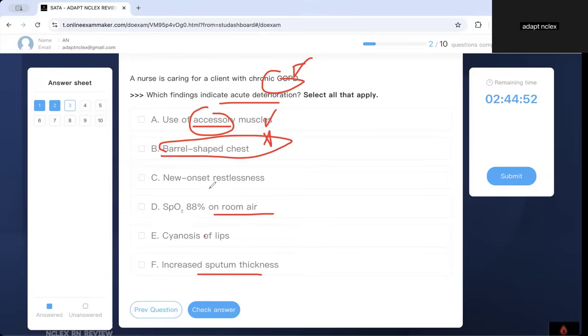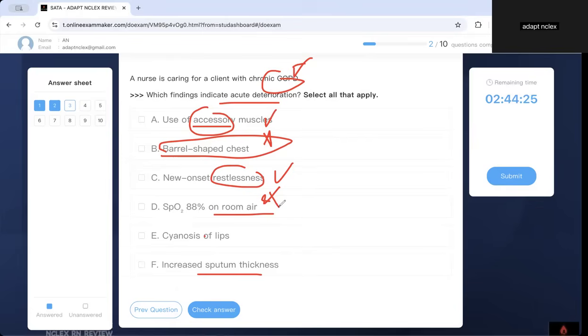A new onset restlessness. Whenever you have restlessness, you are hypoxic. I will pick you. Saturation 88. This is a trap. In a COPD patient, the saturation is usually 88 to 89, 90, 91. This patient is not getting oxygen. It's different when they're getting oxygen, but this patient is not getting oxygen, so that's fine.